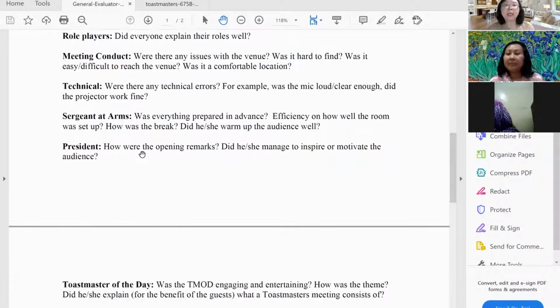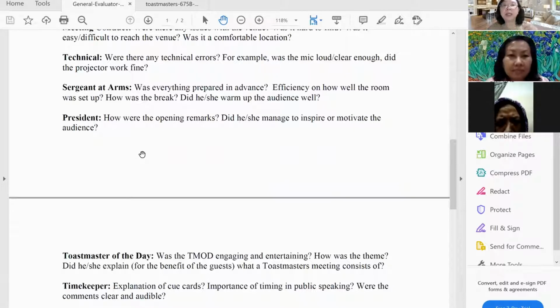And then the president: how were the opening remarks? Did he or she manage to inspire or motivate the audience?